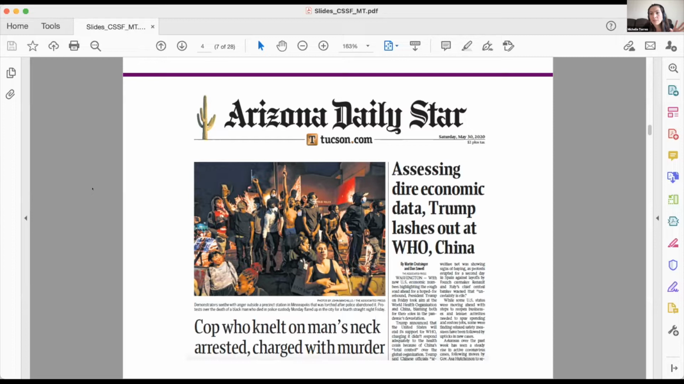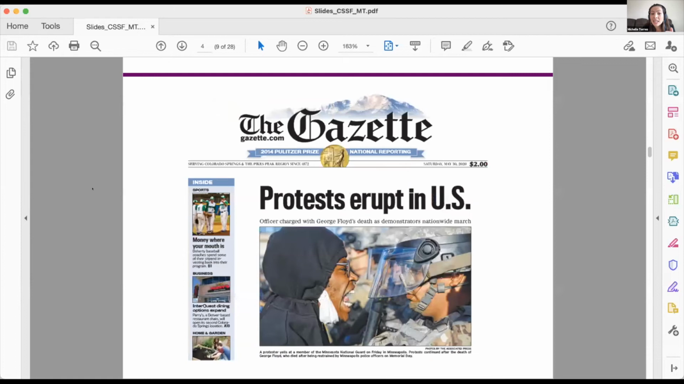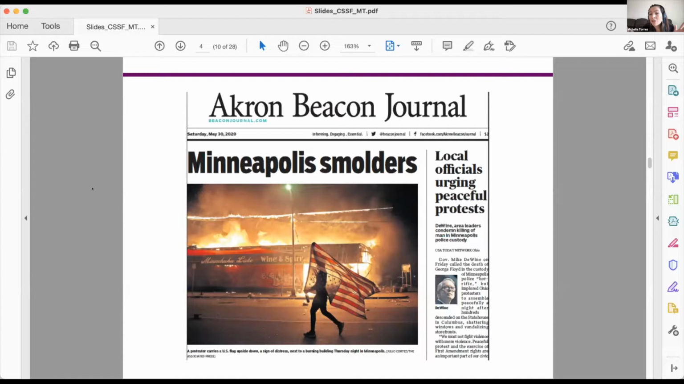So here, for example, you have the exact same text in the four newspaper covers that I'm going to show you, but you have very different images. Here it's just a group of people. Here you see heavily armed police in a different context, during the day. Here you see tension between the police and the protesters. And for example, in this very iconic image you show a lot of chaos and a lot of conflict, right?